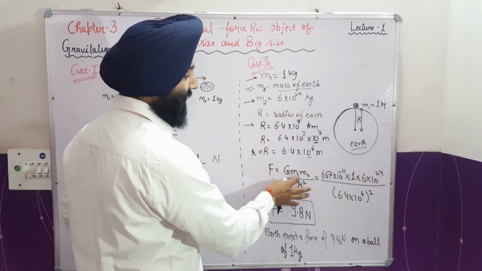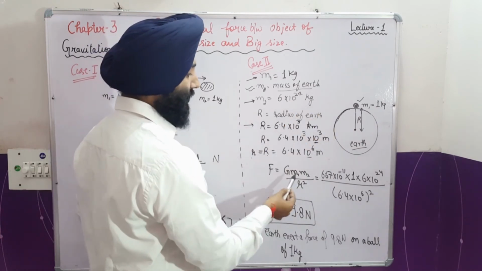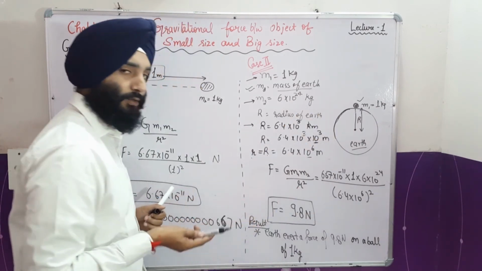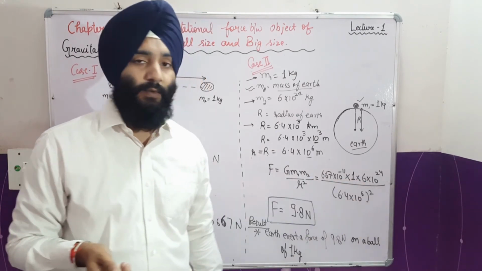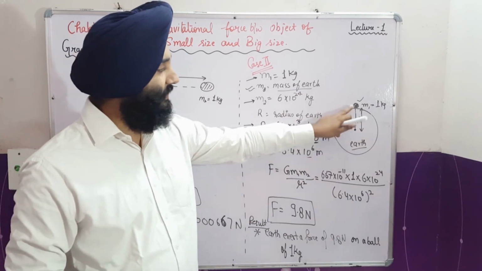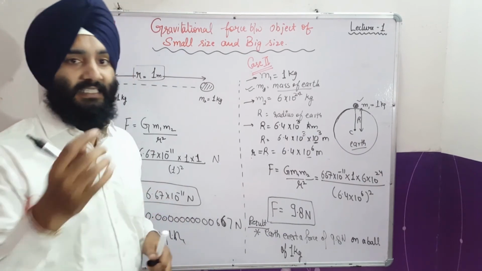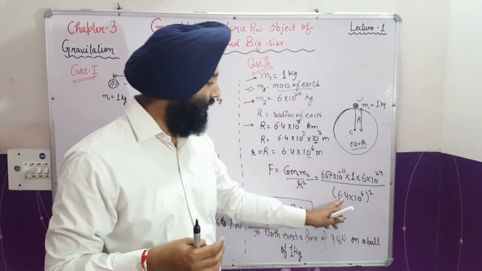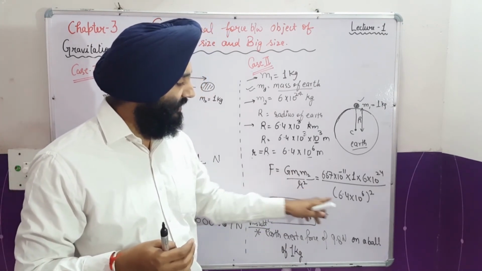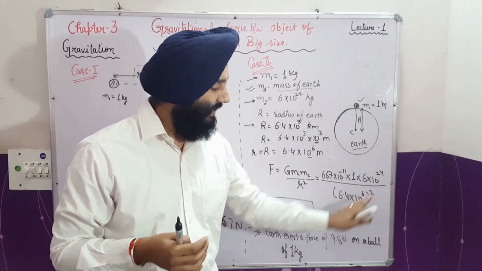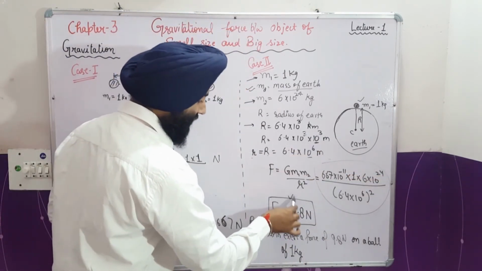F is equal to G m1 m2 upon r square. Here m1 is the mass of one object and m2 is the mass of Earth. So the value of G is 6.67 into 10 raised to power minus 11. Mass of the first object is 1. The mass of the second object is 6 into 10 raised to power 24, and the distance between these two objects is the radius of the Earth, from the center to the center of this body, which is 6.4 into 10 raised to power 6. And here is the square of distance. So here we have the r value, and here is the square of r. When we solve this whole value, the answer will become 9.8 Newton.